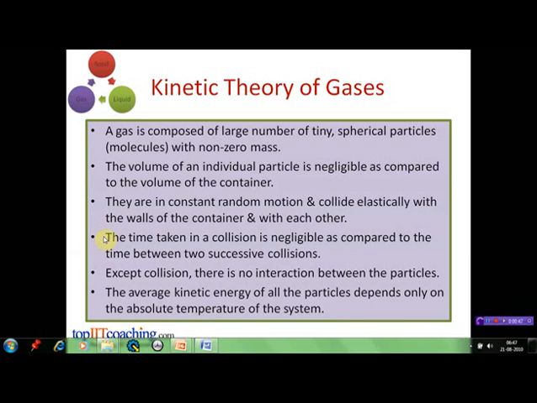The time taken in a collision is negligible as compared to the time between two successive collisions. Except collision, there is no interaction between the particles, that is, they move independently of each other, and no force of attraction or repulsion acts between them. At any given instant, there is a wide range of speeds and kinetic energies of the particles, but the average kinetic energy of all the particles depends only on the absolute temperature of the system.